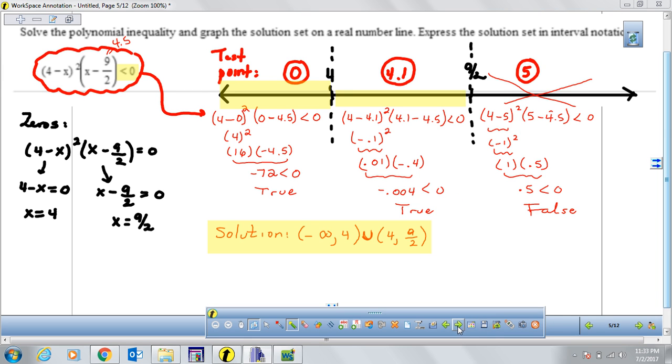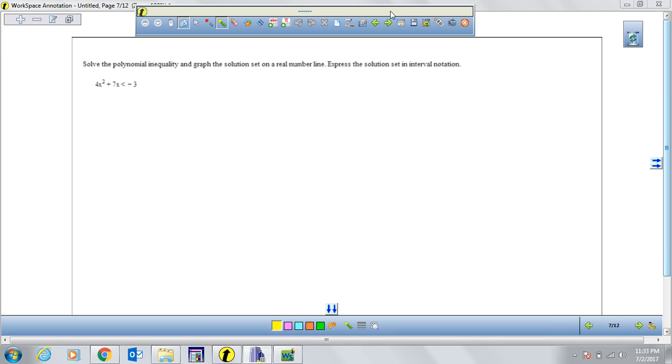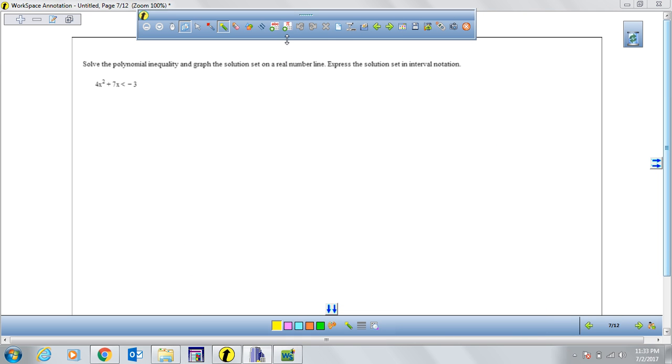Now, let's go ahead and take a look at the next inequality. Now we're going to be finding the solutions to this one. Solve the polynomial inequality and graph the solution set on a real number line.